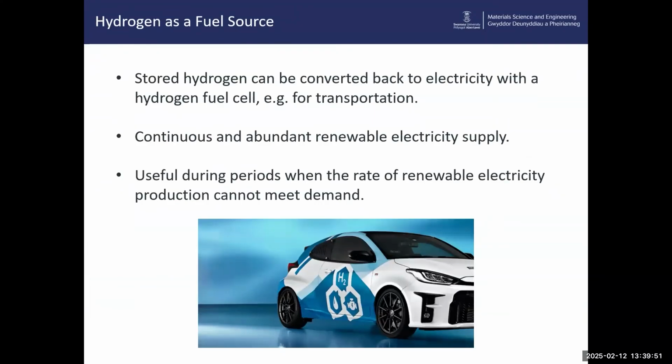Hydrogen can be stored on sunny days when the rate of renewable energy and in turn hydrogen production exceeds hydrogen demand. Stored hydrogen can be converted back to electricity with a hydrogen fuel cell to produce a continuous renewable electricity supply, even during periods when the rate of renewable electricity production cannot meet demand. These hydrogen fuel cells have recently also been used for transportation in hydrogen powered cars.